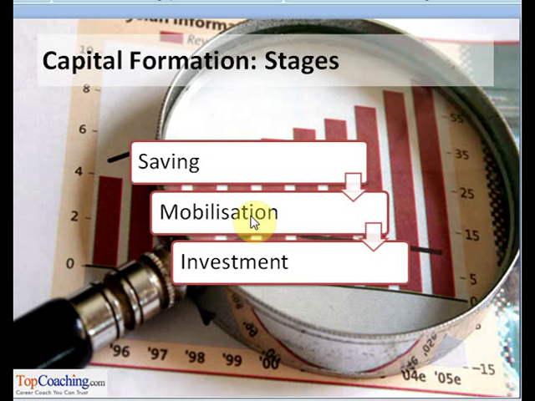The next stage is mobilization. Scattered savings of the people, banks, and financial institutions should be attracted to such a scheme which can mobilize this money. And the third stage is investment. The process of capital formation ends in investment, in which the mobilized savings are provided to the entrepreneur to be utilized in production process.